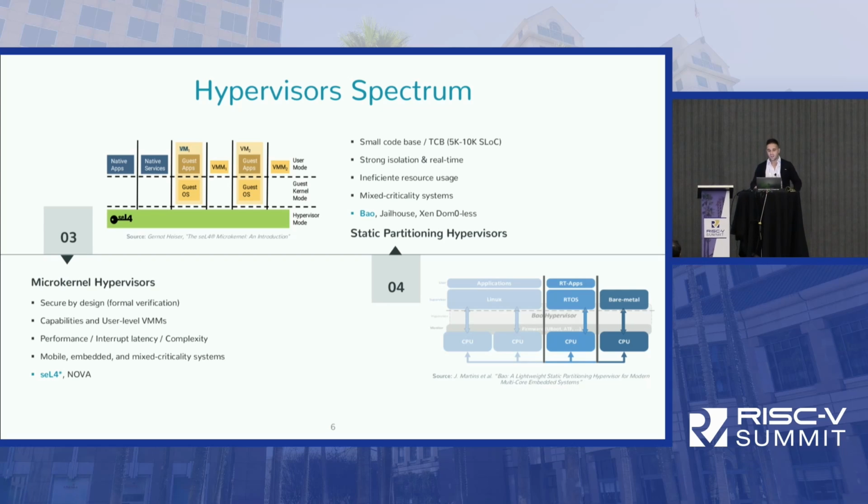On the other complete side of the spectrum, we have the zeitgeist in terms of mixed-criticality systems, which are the static partitioning hypervisors. These hypervisors are quite minimalist. They are really small because they define, allocate, and establish the system at design time, and you cannot schedule or modify it during runtime. They provide strong isolation and real-time guarantees, but they have inefficient resource usage because you cannot manage the resources during runtime. A good example of this kind of hypervisor is Bao. You will see what Bao is in the next few slides.